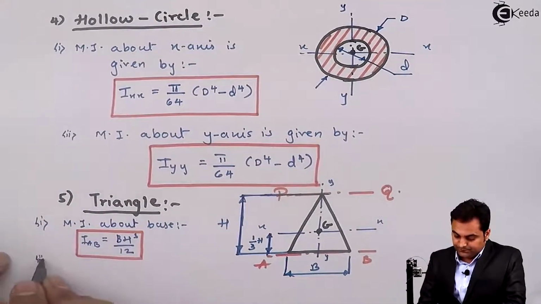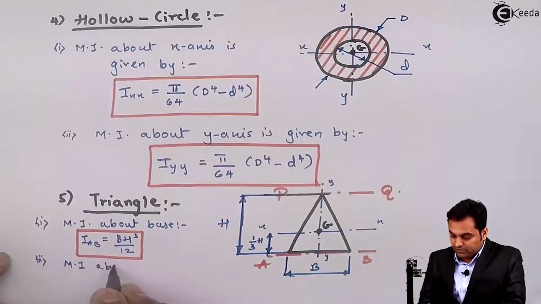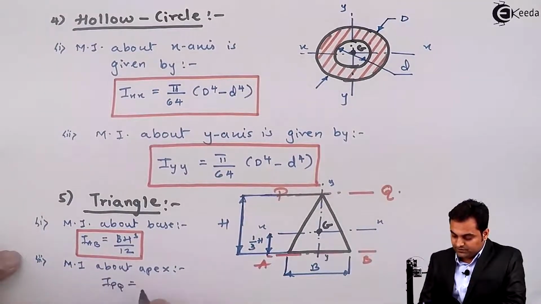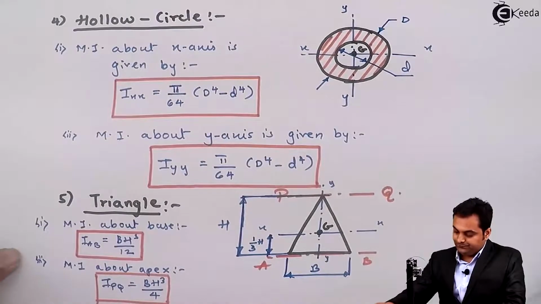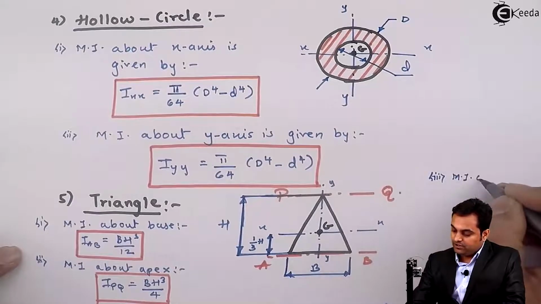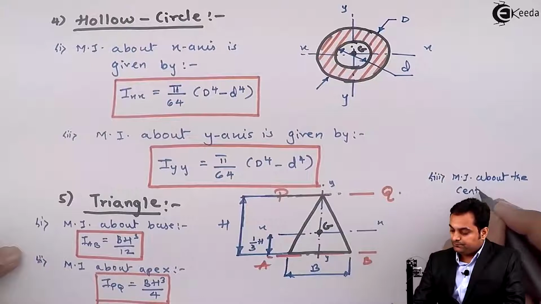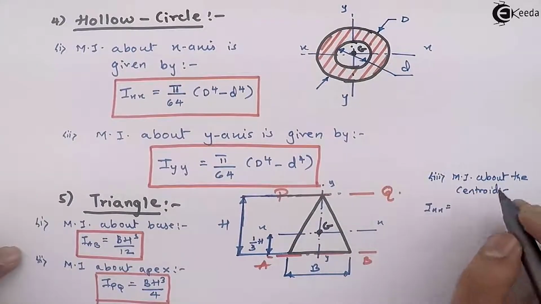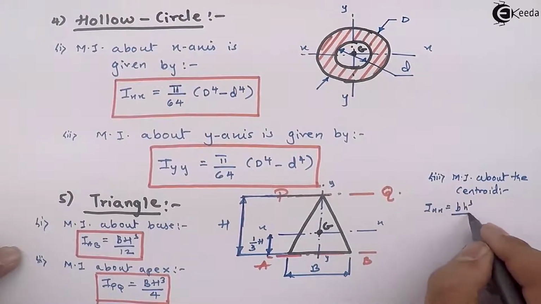Next, MI about apex, that is IPQ, is equal to BH cube by 4. Then at last, MI about the centroid, that is Ixx, is equal to BH cube by 36.